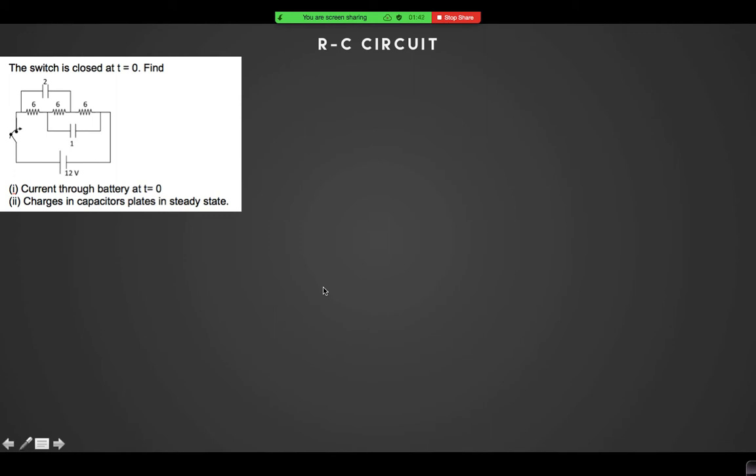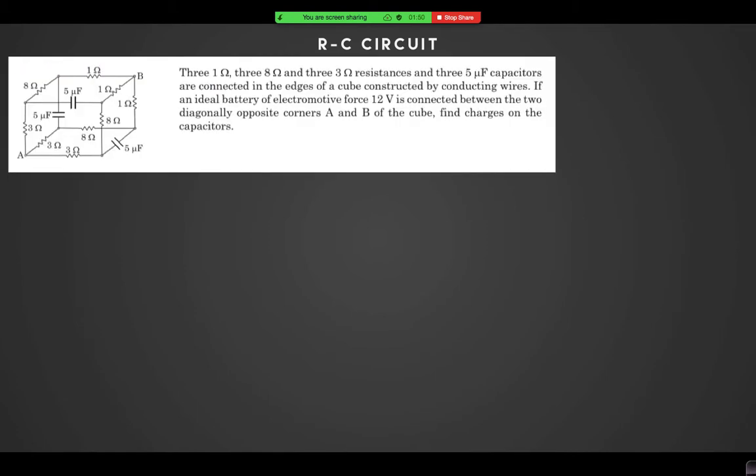I think we have already solved this question for t equal to 0 and steady state. Have we done this question? No, sir. Just try to solve this question.